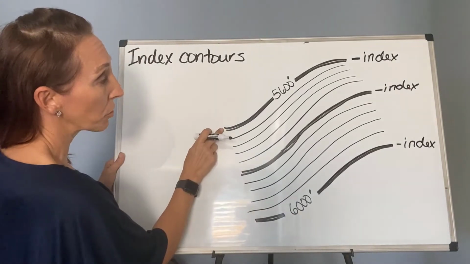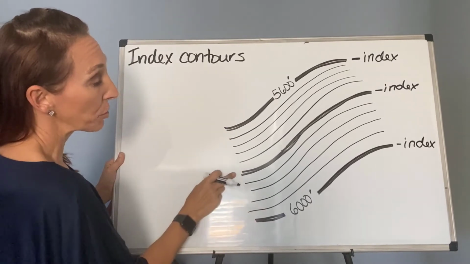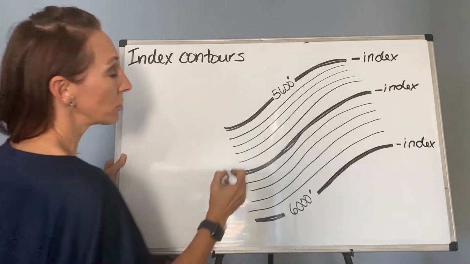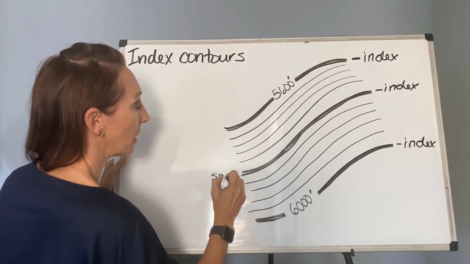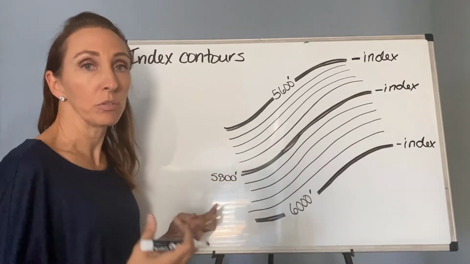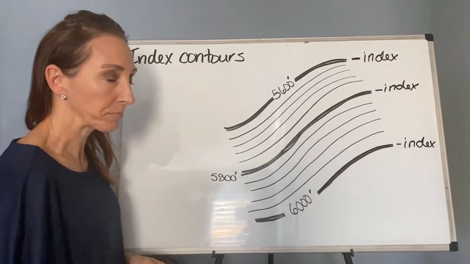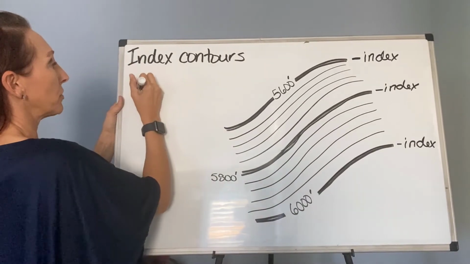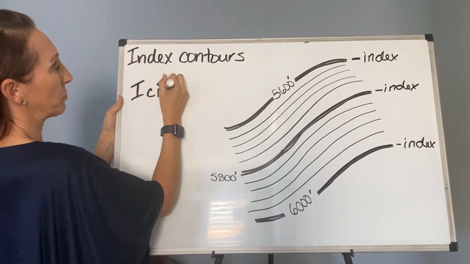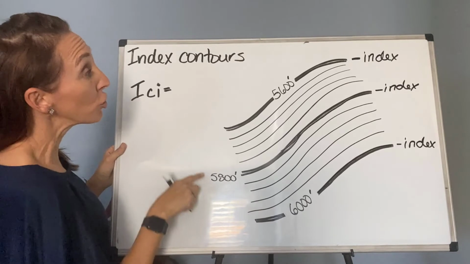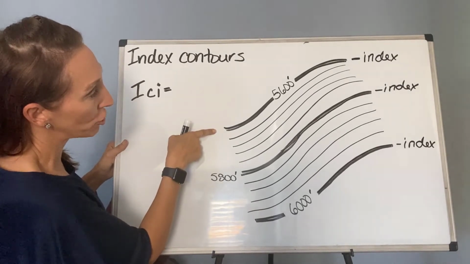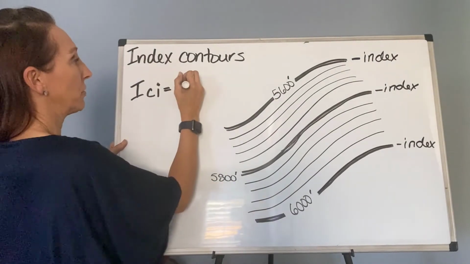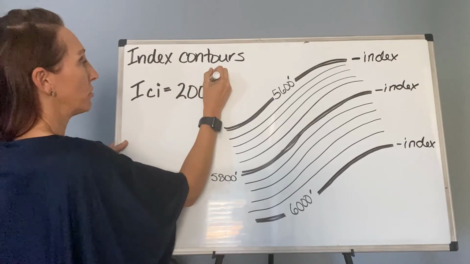So this is going to be 400 feet between these. This one has to be a 200-foot representation. So 5,600 plus 200 is going to be 5,800. So even if you can't find the label, you can infer what it is based off of the surrounding index contours. And so your answer for the index contour interval is going to be 200 feet, because the amount of elevation change between 5,600 and the very next thick line, 5,800, is 200 feet.